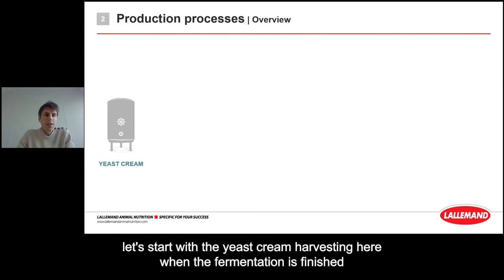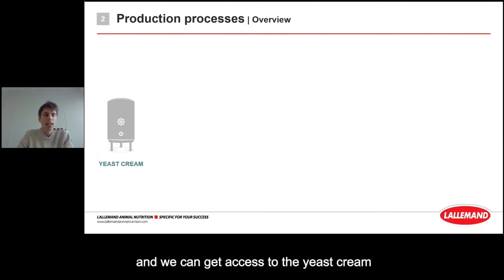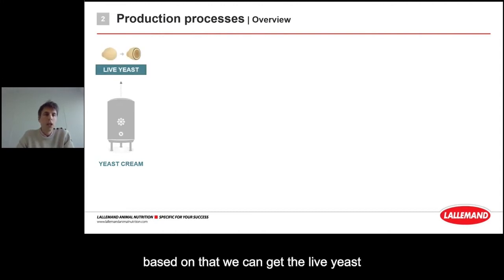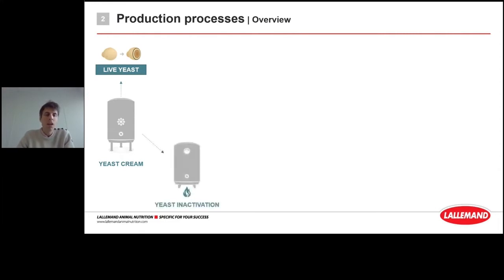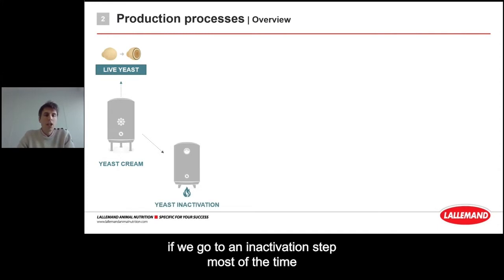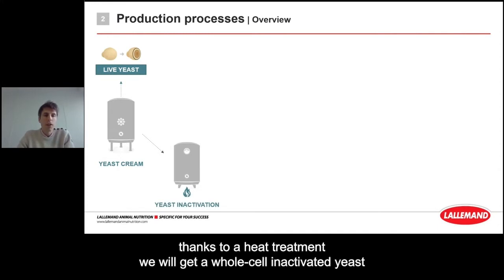Let's start with the yeast cream harvesting, when the fermentation is finished and we can get access to the yeast cream. Based on that, we can get the live yeast. It can be dried at different levels in order to get either dry or different levels of humidity for the live yeast. If we go to an inactivation step, most of the time thanks to a heat treatment, we will get a whole cell inactivated yeast.